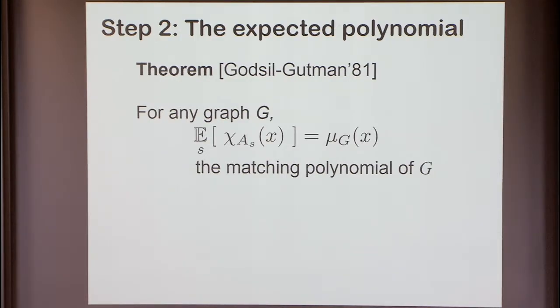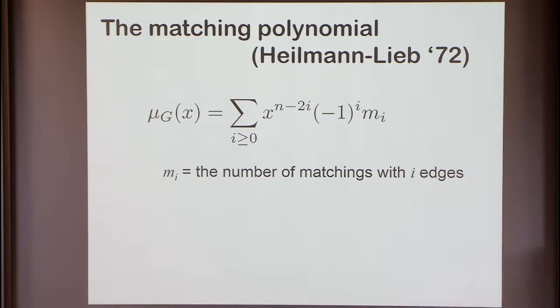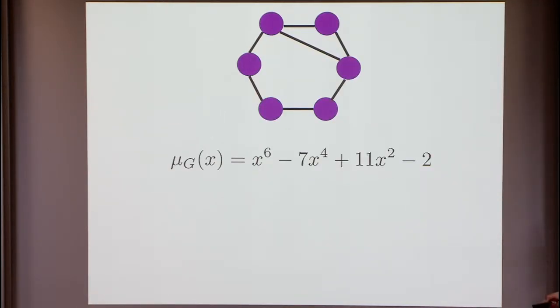So let me tell you what the matching polynomial is. It's a univariate polynomial. It's of degree n if the graph has n nodes. And it's a generating function which counts the number of matchings of various sizes in the graph. So the matching polynomial of a graph G on n nodes, the coefficient of x to the n minus 2i is the number of matchings with i edges. All right? So here's an example of what this looks like. Here's a graph, and here's its matching polynomial. It's a 6-vertex graph. It's a degree 6 polynomial.